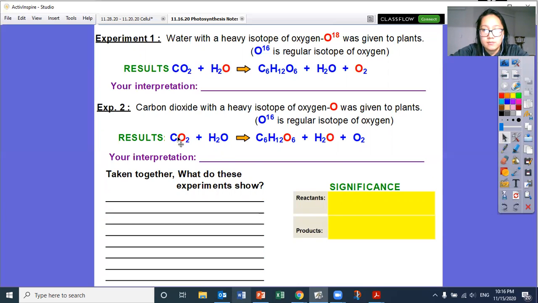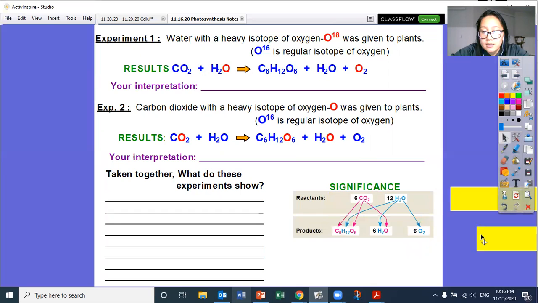So what does this mean? Right, it means that the oxygen going into the glucose and the water molecule as a product only comes from the carbon dioxide. So that means the oxygen in the products and the reactants actually have specific sources where they're coming from, okay? So what does this show? It shows with significance that when you have certain reactants, the products actually exclusively pull from specific reactants.